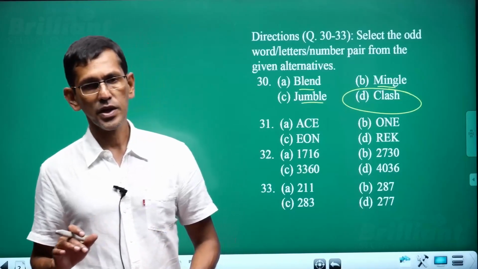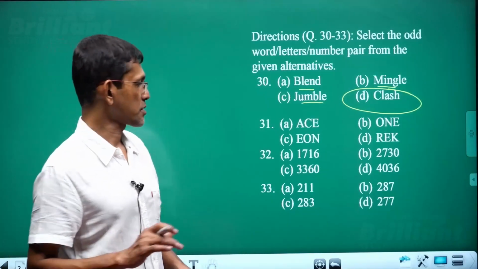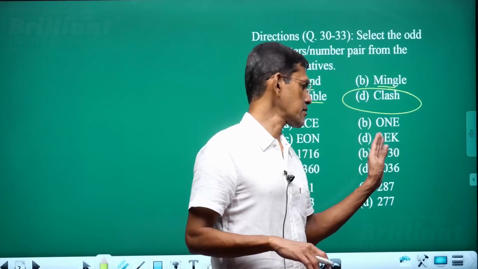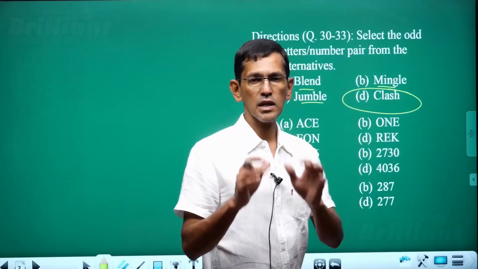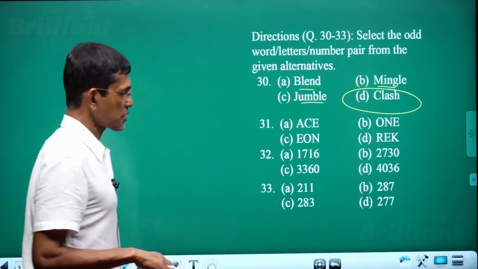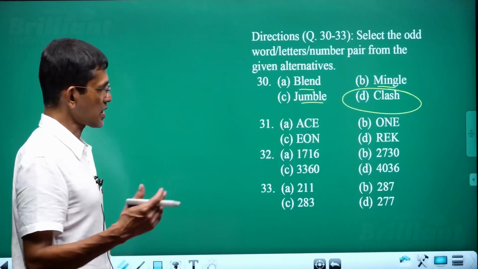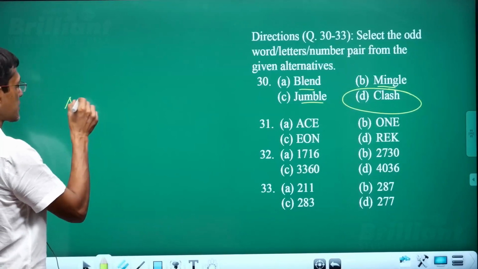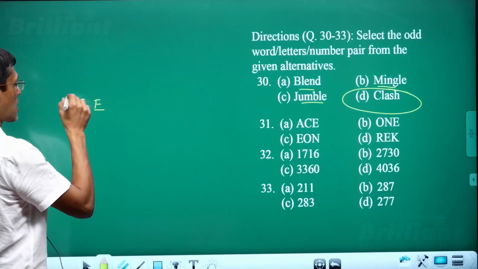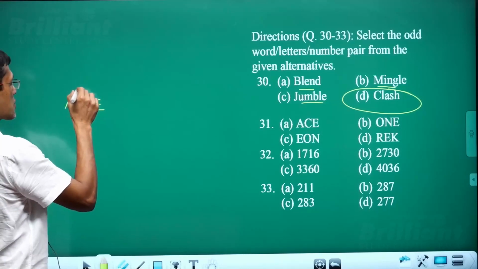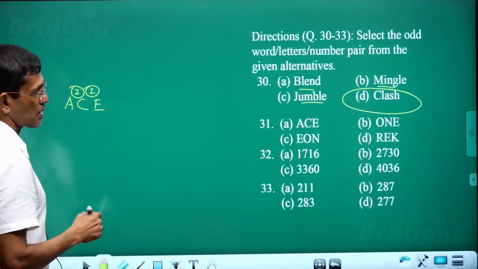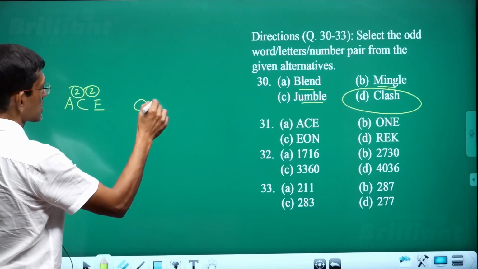So exactly, REK is not in the dictionary, because there are words starting with REK, but the exact word REK is not in the dictionary. So it's not a meaningful word if you look at it that way. Anything else? ACE, we can take it as what? 1 plus 2 is 3, 2 plus 3 is 5. How about ONE?